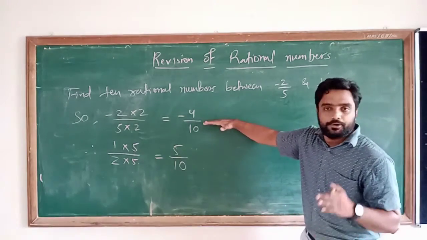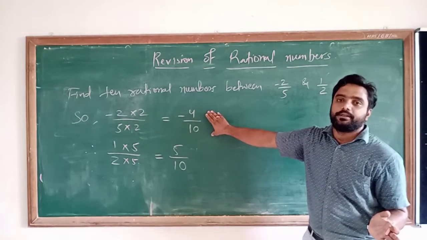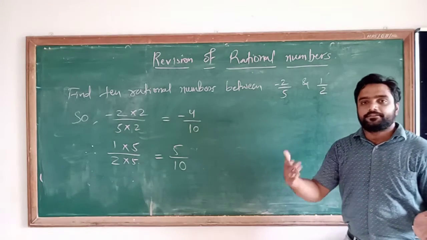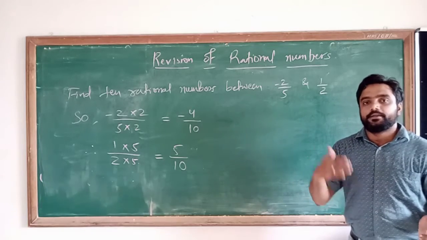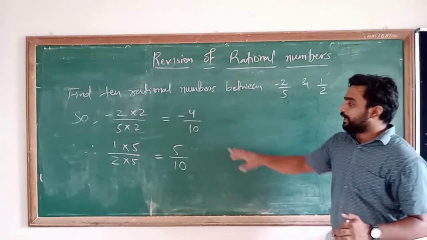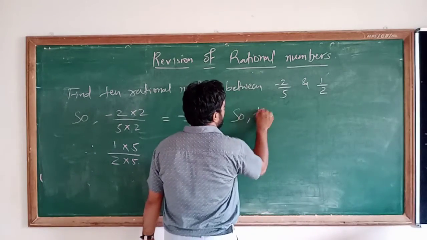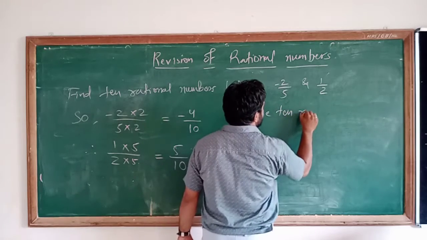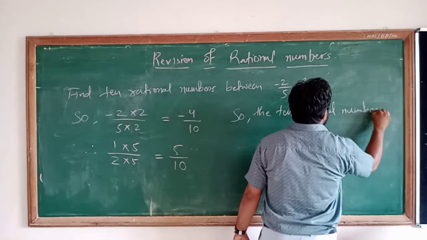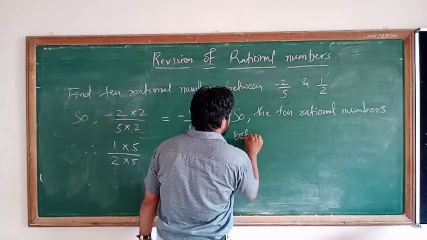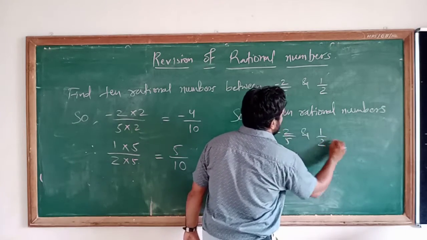तो देखो minus 4 upon 10. So which will be the next rational number which is greater than minus 4 upon 10? That is nothing, that is minus 3 upon 10. Then after that minus 2 upon 10. Then after that minus 1 upon 10. Then after that 1 upon 10. So all these rational numbers are between these two rational numbers. Okay. So the 10 rational numbers between minus 2 upon 5 and 1 upon 2 are.